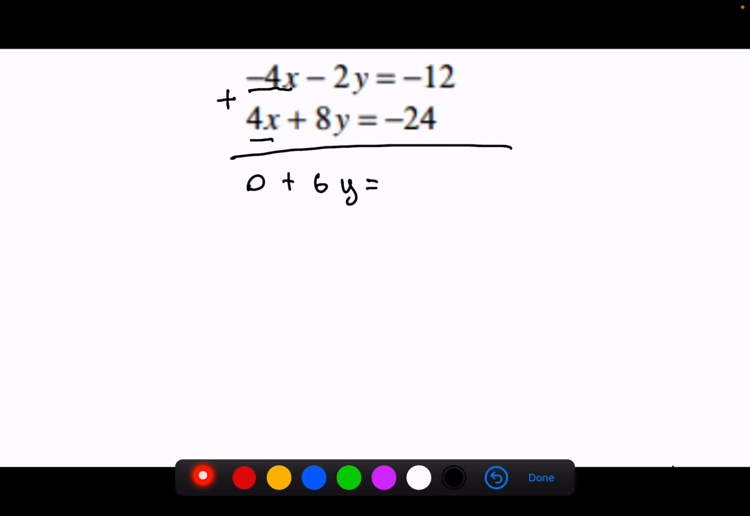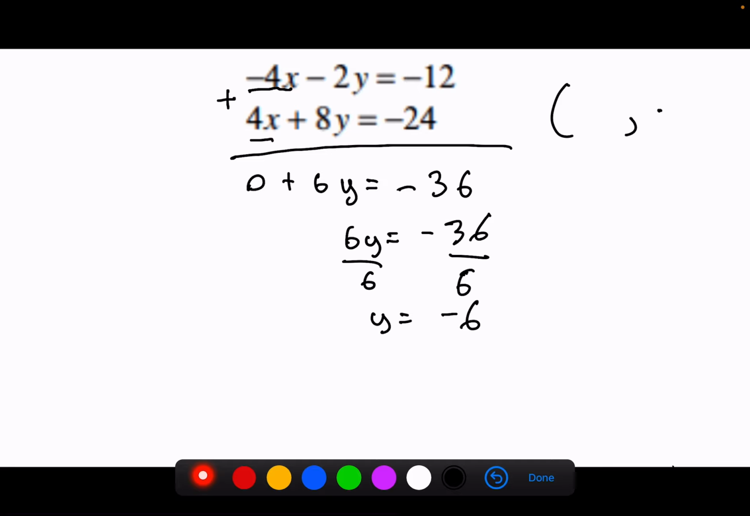And negative 12 plus negative 24, which is negative 12 minus 24, should be negative 36. So now we're left with 6y is equal to negative 36. So I divide both sides by 6, and then I get y is equal to negative 6. So that is our y coordinate.